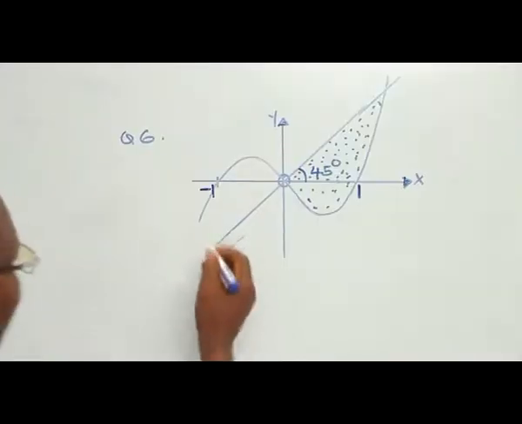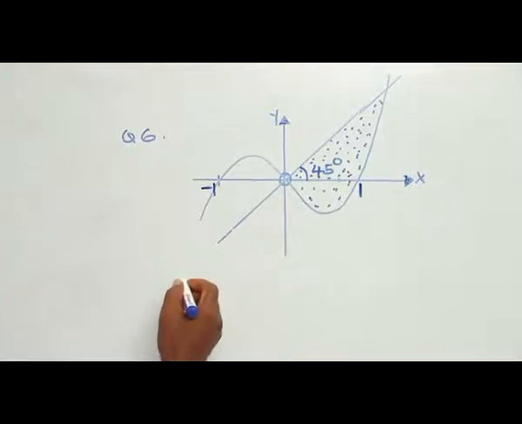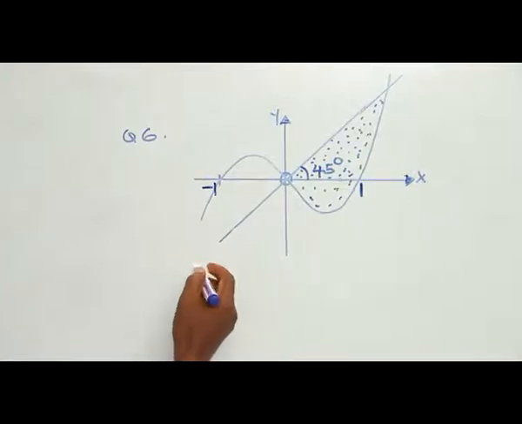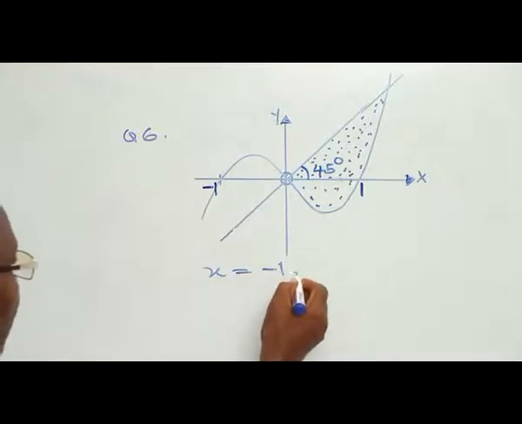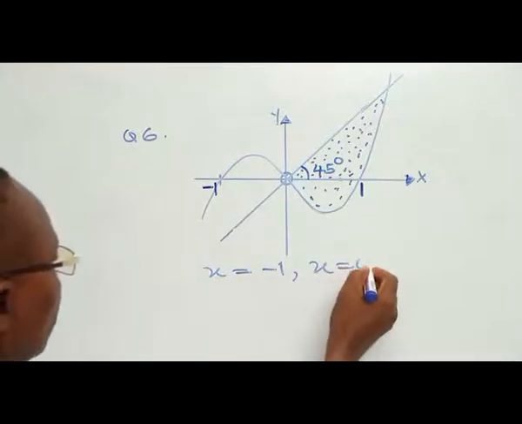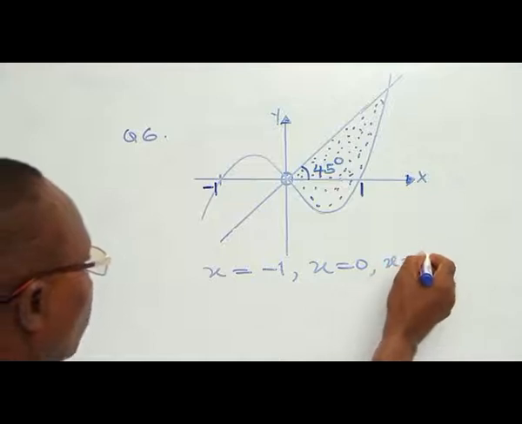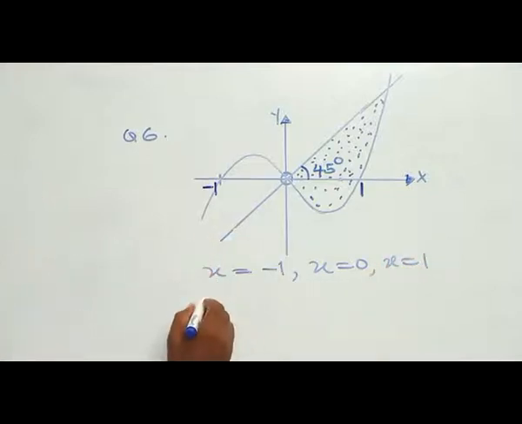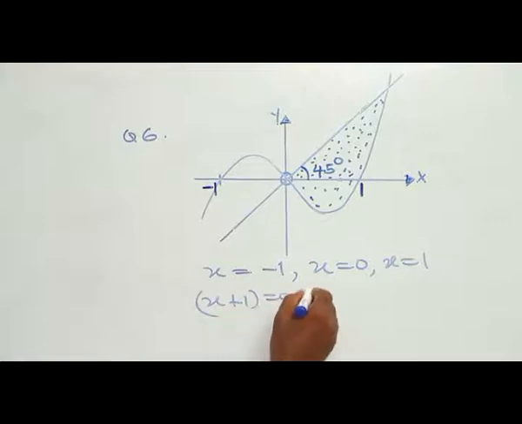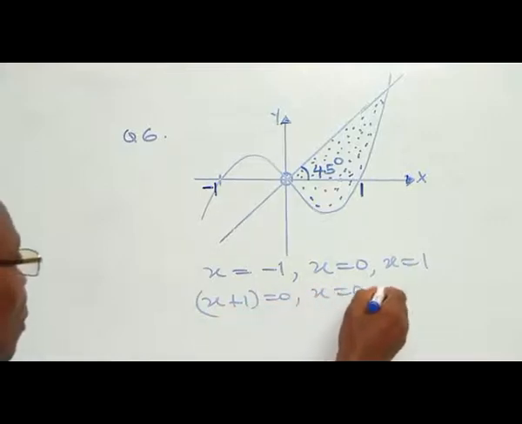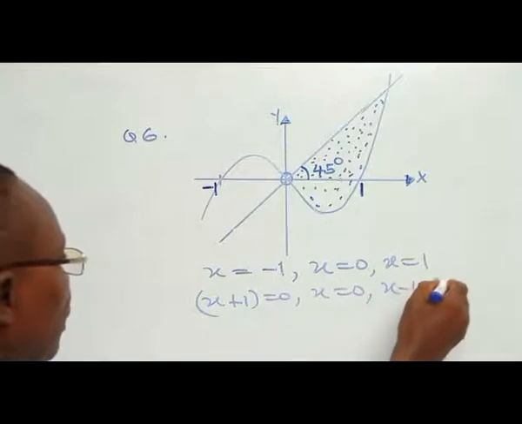Now we take the equation of the curve. You observe here that the curve is cutting the s-axis at s equal to minus 1, at s equal to 0, and at s equal to 1. Recall what we did earlier. This becomes s plus 1 equal to 0, and this is s equal to 0, and this is s minus 1 equal to 0.